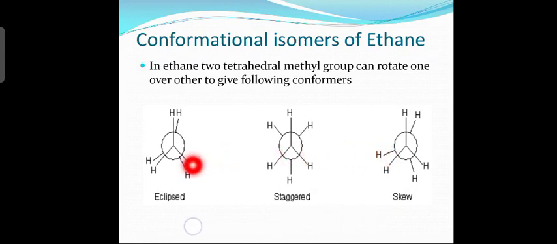Now what is the eclipsed conformation? You can see here this is the front carbon atom, CH3 in front, and the back or rear carbon atom is represented by a circle, correct? The 2 hydrogen atoms of the front and rear carbon atoms are very close to each other, or one above the other, we can say. Actually they are one above the other, but in the diagram it has been shown very close to each other. Here also very close to each other. That is called eclipsed conformation.